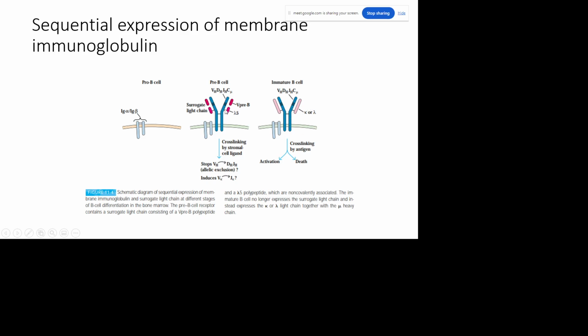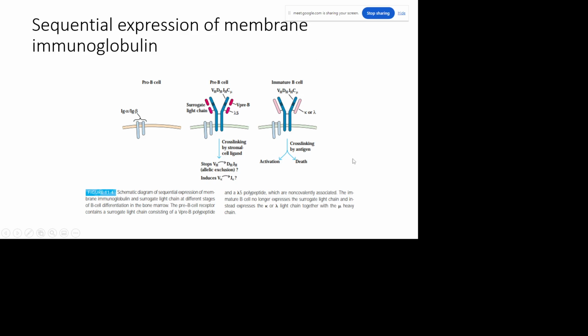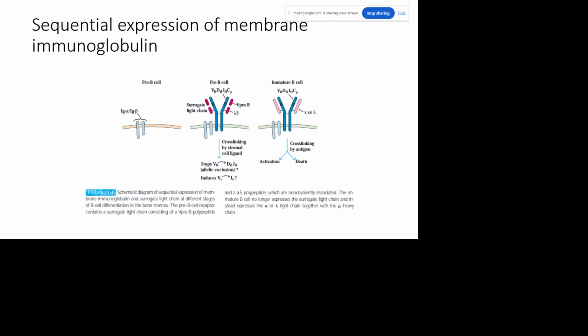So that is the process of conversion of a pro B cell to immature B cell, right? So this is the sequential expression of membrane immunoglobulin, and this is in terms of gene rearrangement, which can actually convert this pro B cell to immature B cell. So if you have any doubt, please let me know.